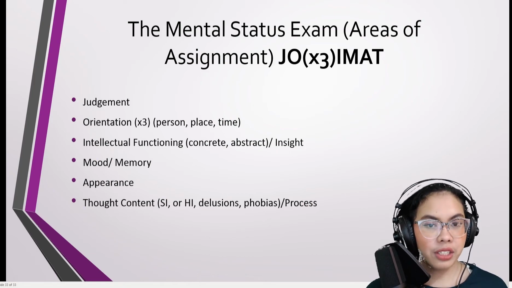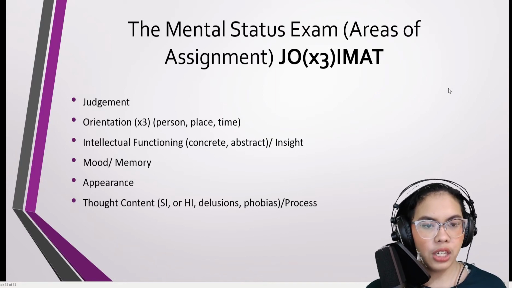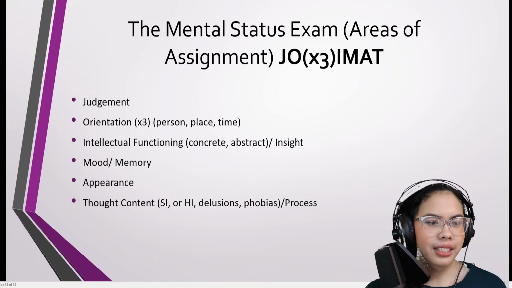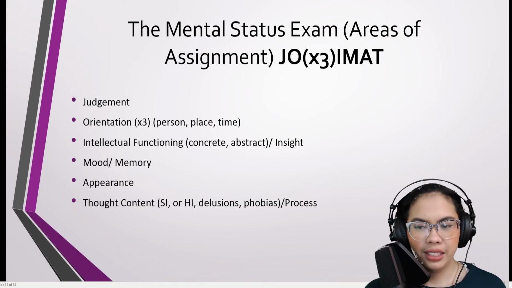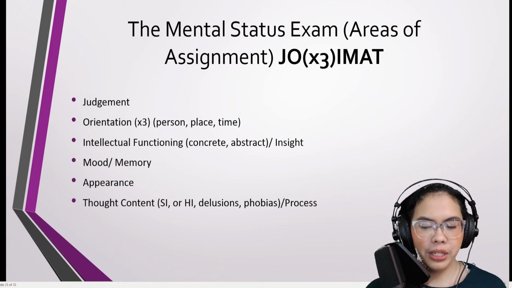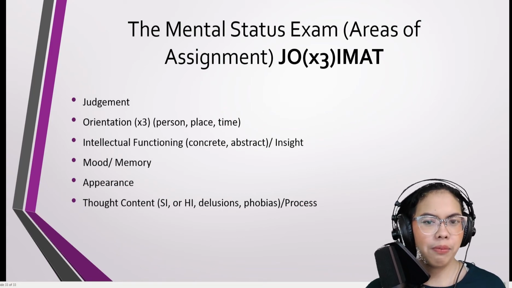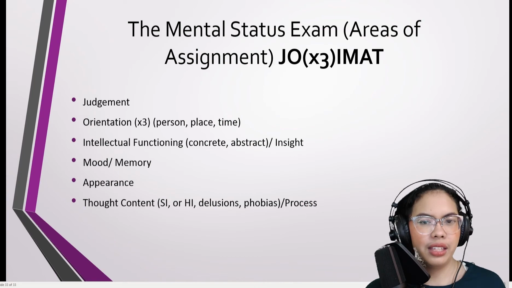So, manihambal ko sa inyo ha, Joy Math. So, tandaan nyo lang ni. So, maning mga major nga i-observe nyo sa patient or client nyo: judgment, orientation, intellectual functioning, mood, appearance, and thought content. Amo lang gid na. Okay, Joy Math. So, basic lang na. So, later on, mag-expert na kamo, mag-psychometrician na kamo. So, you can take notes gid of it. Okay, so practice lang na.